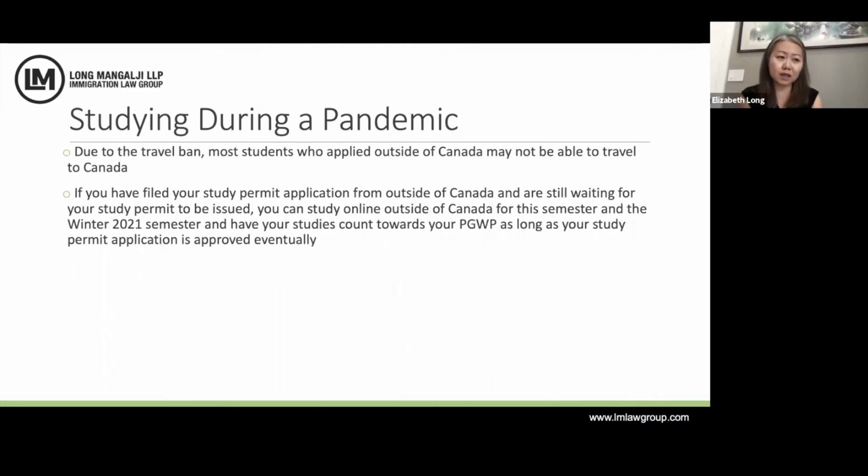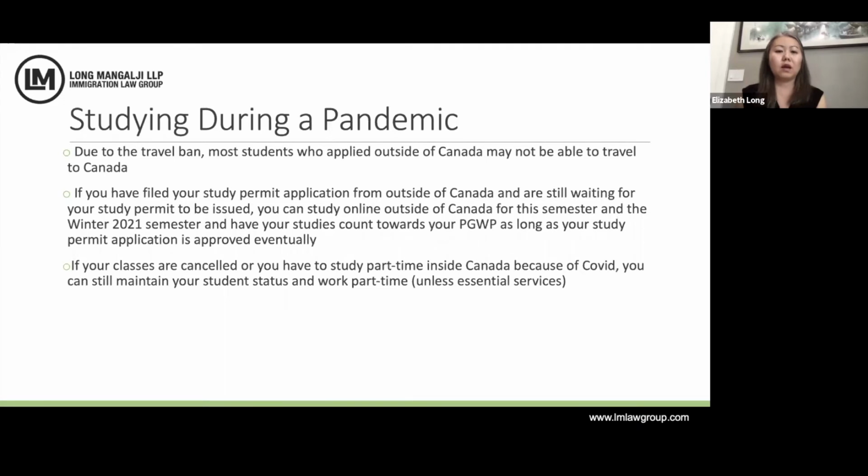So if you are inside Canada, you don't have your study permit yet, then you are not able to study unless you're on implied status with a study permit that you had before. Okay. If your classes are canceled, you can study part-time, or you can maintain your student status because of COVID. Now, I think this may have been a little bit old because I think most of your classes now are probably restored because of the online, okay?